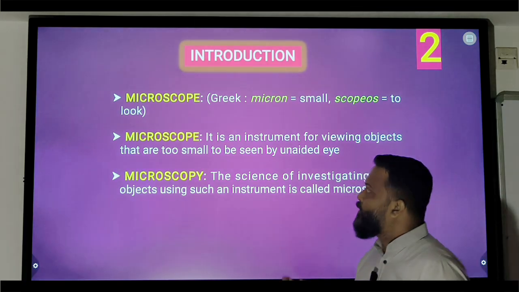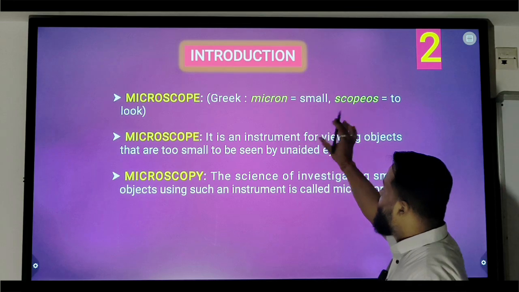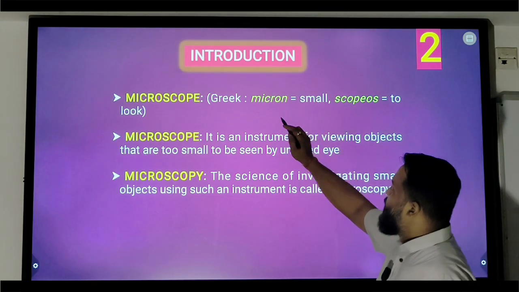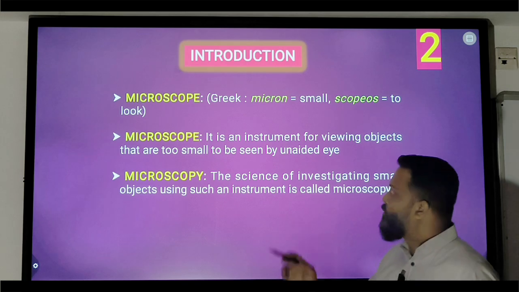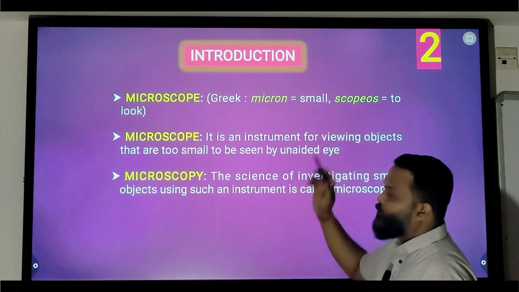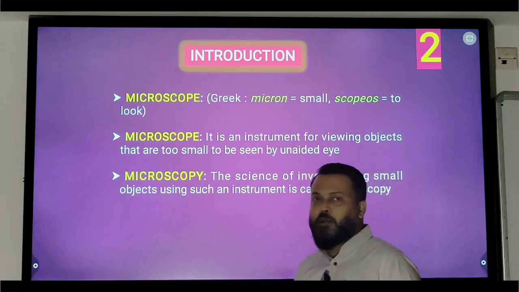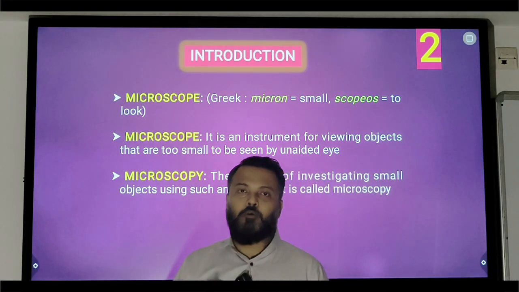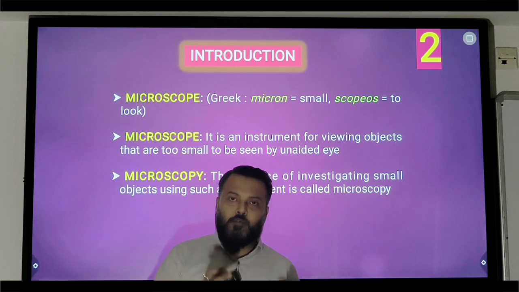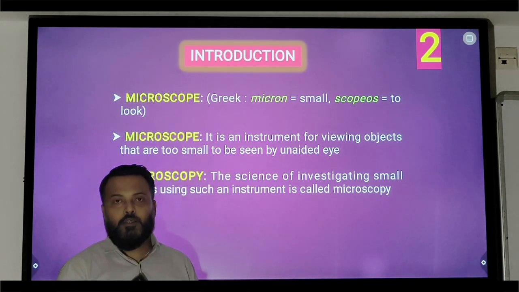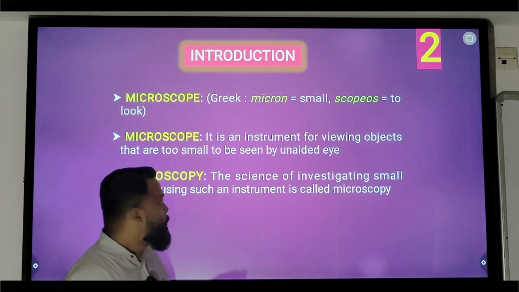first of all, we would like to discuss the term microscope. It has been divided into two halves. One is micron and the other one is scopios. Micron means small and scopios means to look. A microscope is nothing but an instrument with the help of which we can visualize different kinds of objects which cannot be visualized by our naked eyes.